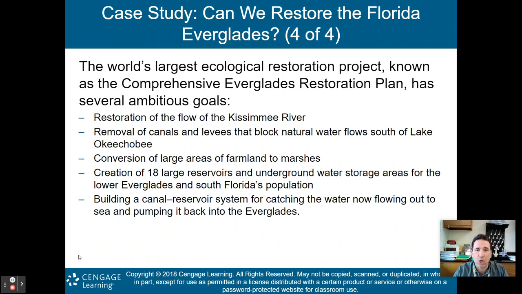One, to restore the flow of the Kissimmee River that's coming out of Lake Okeechobee. Removal of the canals and levees that block the natural water flows south of Lake Okeechobee so that water can return to the Everglades. Conversion of large areas of farmland, right, that agricultural area will be converted back to marshes. Creation of 18 large reservoirs and underground water storage areas for the lower Everglades and South Florida's population.